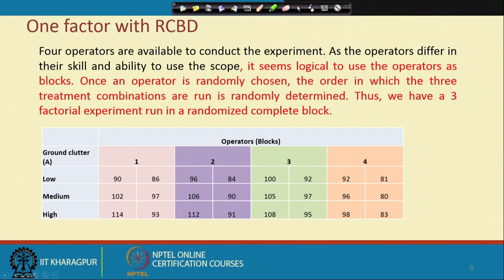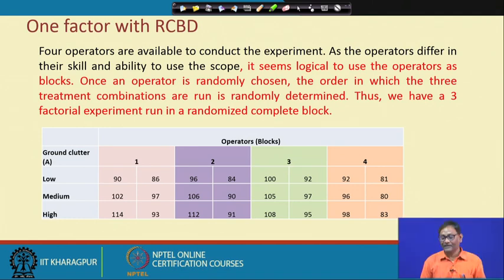Okay. Now, we will discuss one factor with randomized complete block design. We are bringing one concept called block. If you have seen in the first lecture, I think in the second lecture, that blocking is an important concept. So, I said blocking is an important concept, blocking.